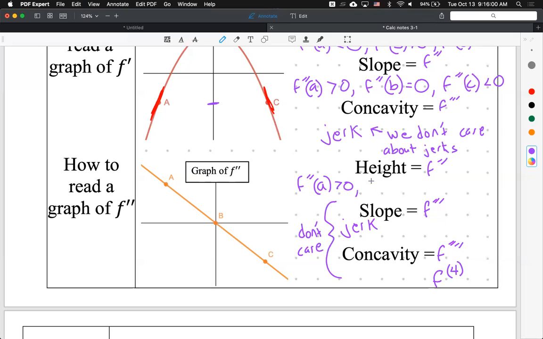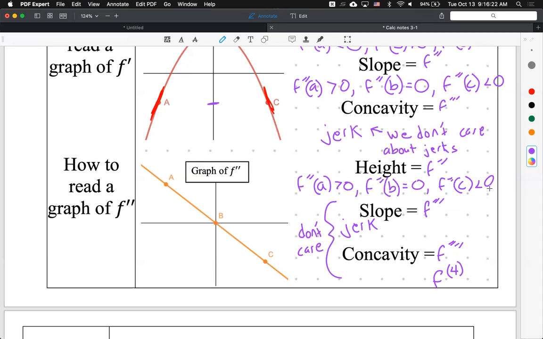Andre, what's F double prime of B? 0. It is indeed 0. And Teflon, F double prime of C? It's less than 0. So when it's 3 or more, you don't what is it? Exactly, yeah. 3 or more, we don't care anything.